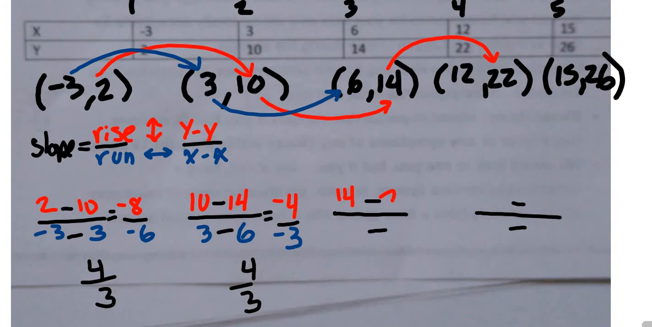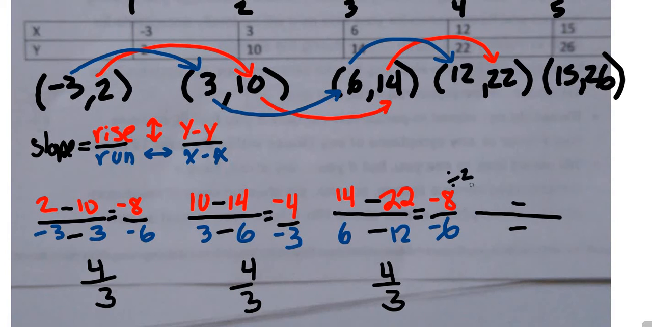Now we're going to go between the third and fourth point. 14 and 22. 6 and 12. This ends up being -8 over -6. Double negative makes a positive, so that's going to be 4/3, because both of those are divisible by 2. When you reduce, divide by 2, divide by 2. Same thing like we did here.